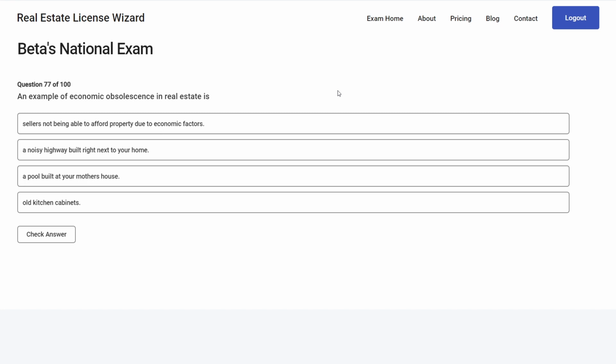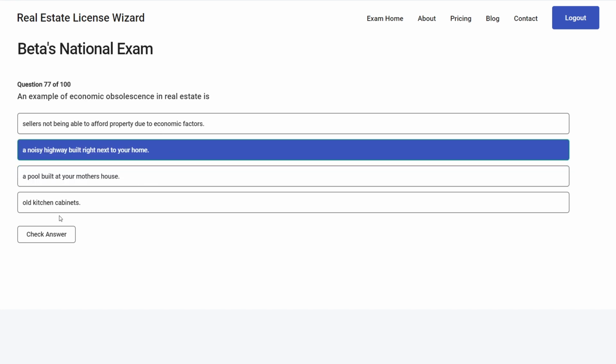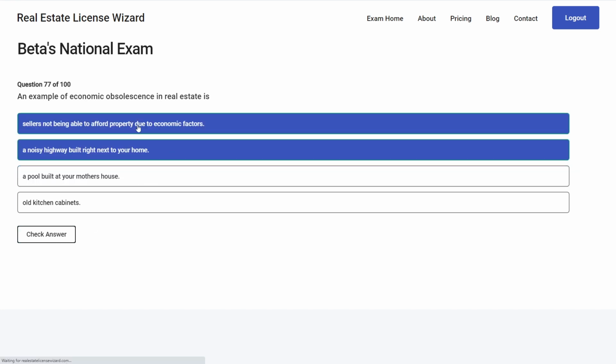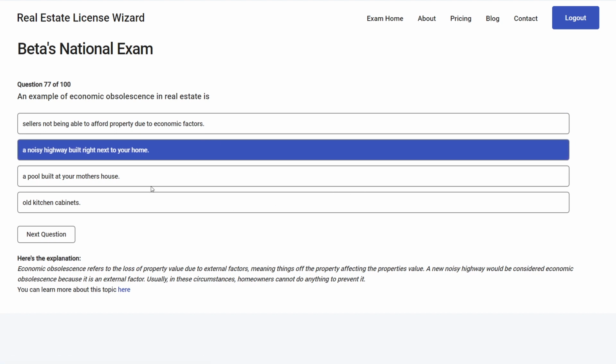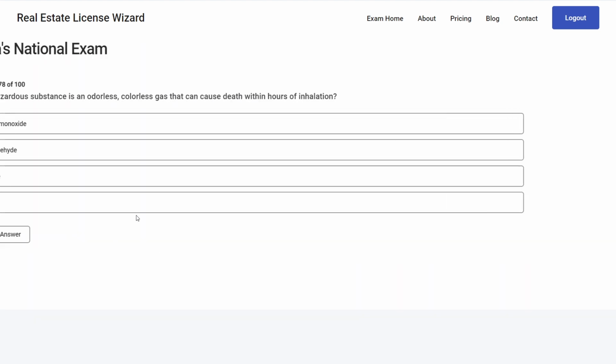Did you guys figure it out? Okay. So the correct answer for this one is a noisy highway built right next to your home. Yes. So you might see the "due to economic factors" option and think that's the correct answer, but no, it's a noisy highway built right next to your home. But yeah, that's economic obsolescence by definition. Again, as was mentioned earlier, depreciation is such a huge part of the exam. It comes up all the time. You need to know not only the definitions of all the forms of depreciation, but examples of all the forms of depreciation. So all right, 78.